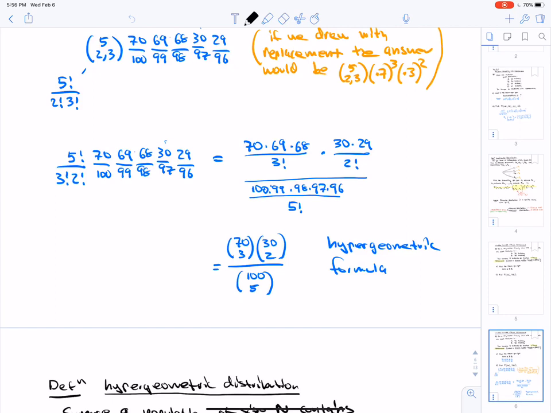This is the hypergeometric formula. And it says the bottom is choose 100 out of 100 students, choose 5. Of those 5, there are 70 A's, 3 of them get A's, and of the B's, there are 30 B's, 2 get B's.